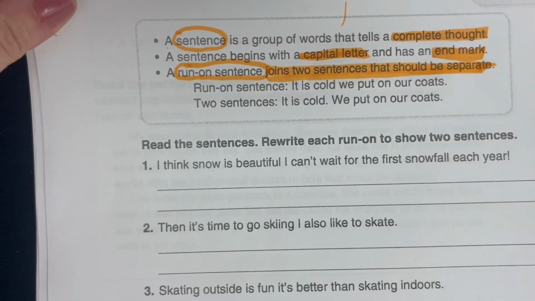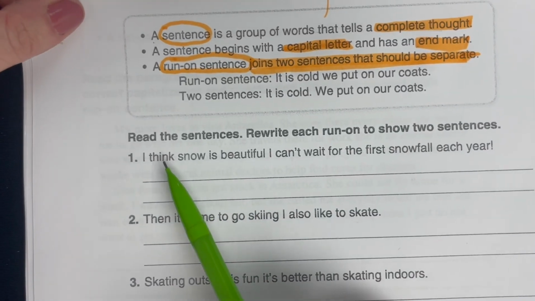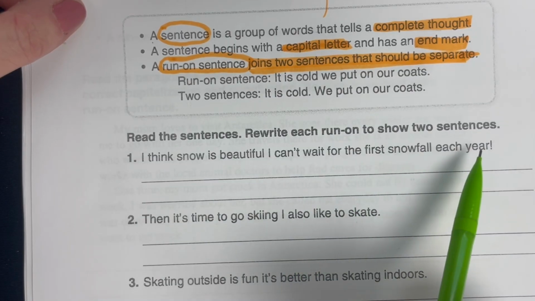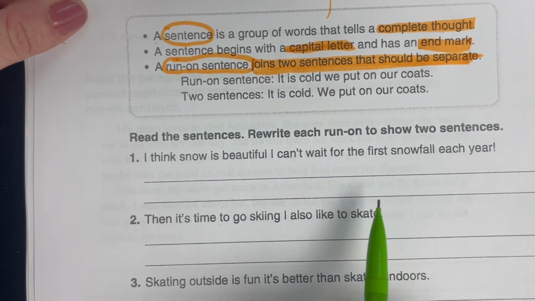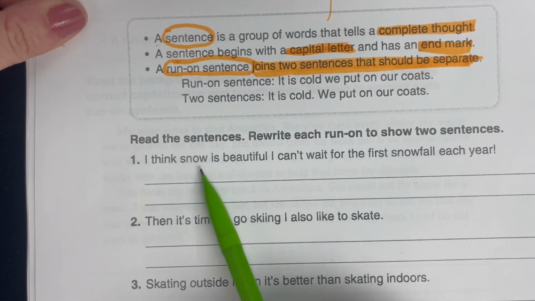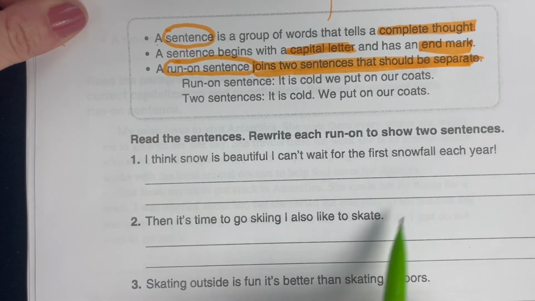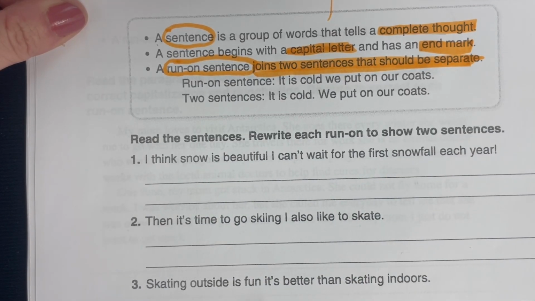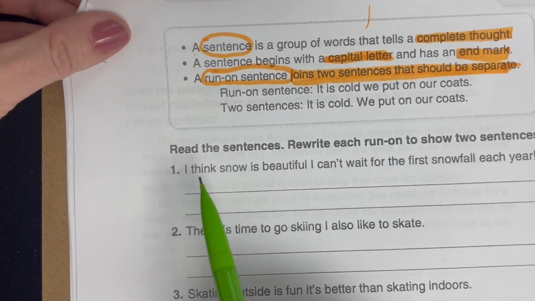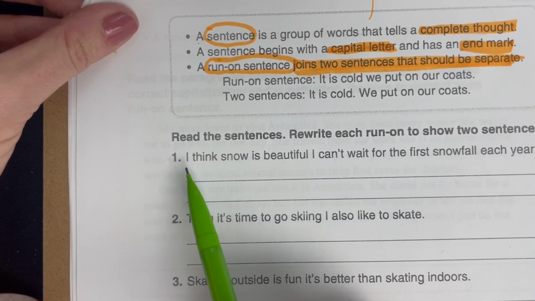Let's practice on number one. So number one says, I think snow is beautiful. I can't wait for the first snowfall each year. So sometimes we can easily tell just by hearing it where the break should be between the two sentences. But in case we are new to this or we just don't know how to organize thinking about how to do this, there's a trick. Because you know how to mark phrases, that's a good way to start.